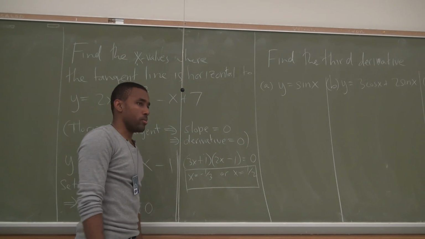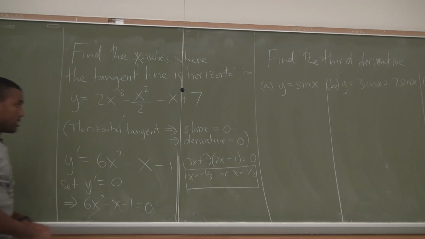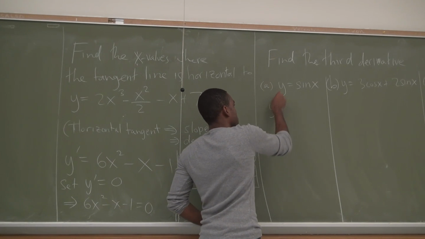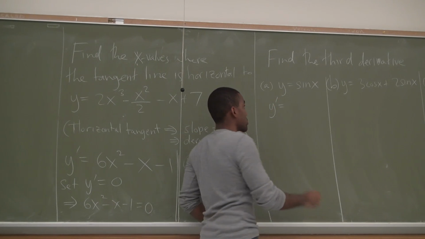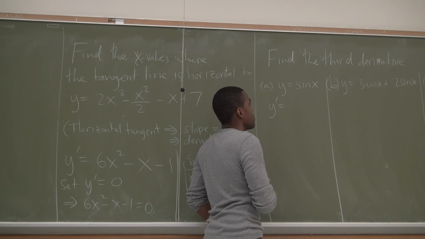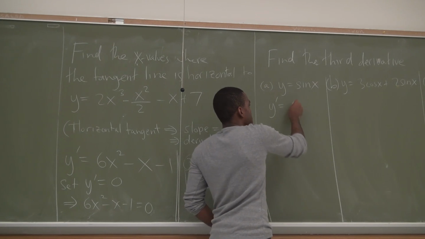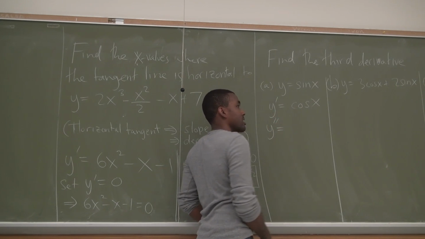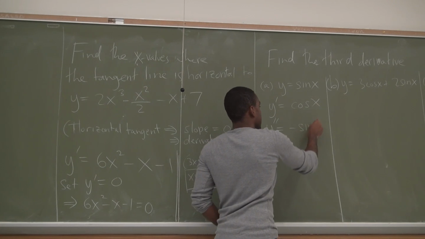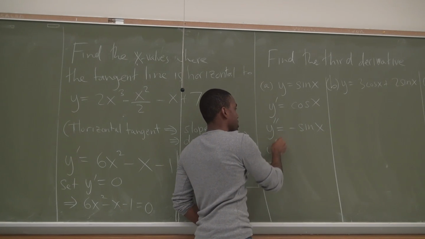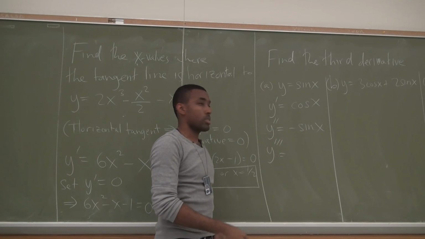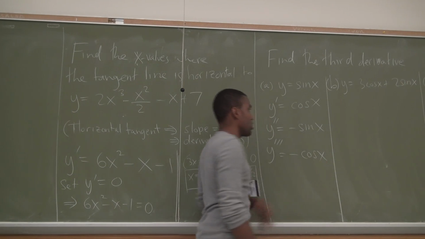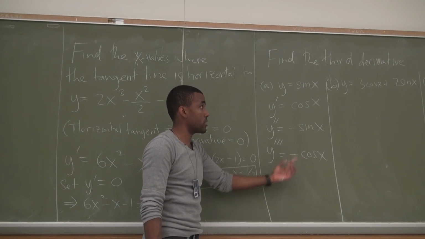Find the third derivative. So you start by, of course, finding the first derivative, which is negative sine, derivative of sine is cosine. Then you're going to find the second derivative, minus sine. Then you're going to find the third derivative, negative cosine. Derivative of sine is just positive cosine, so the negative sign stays.